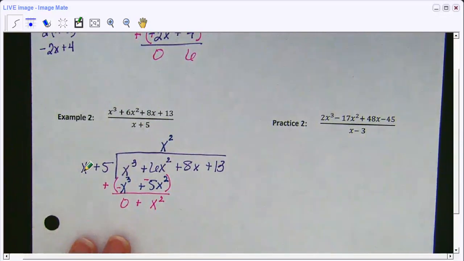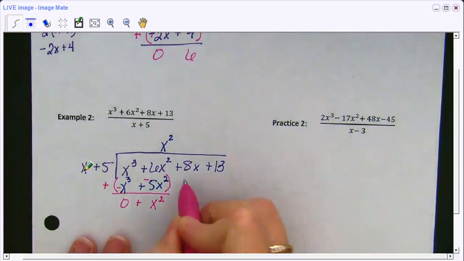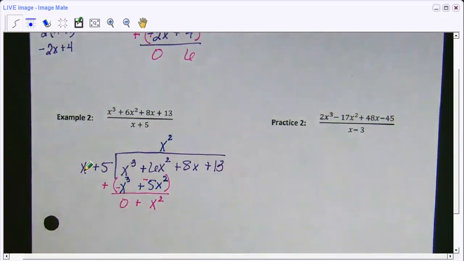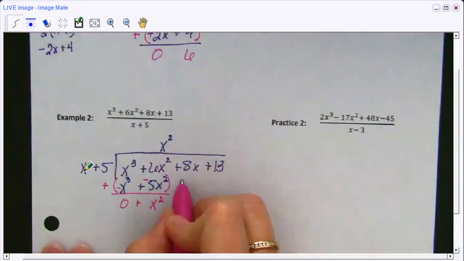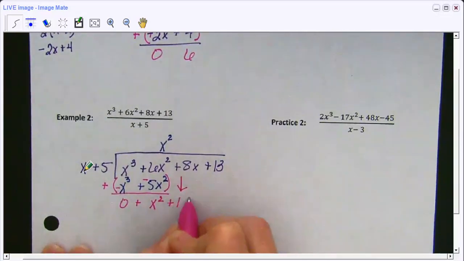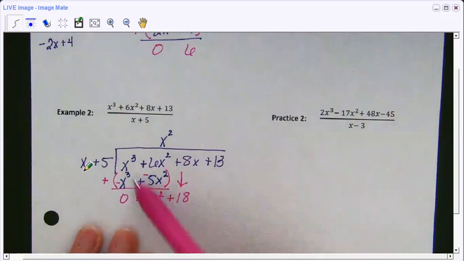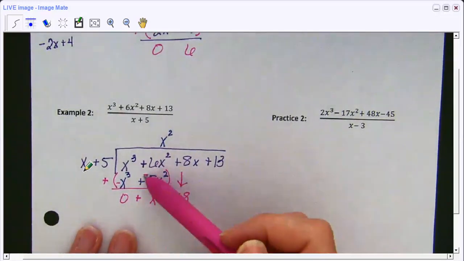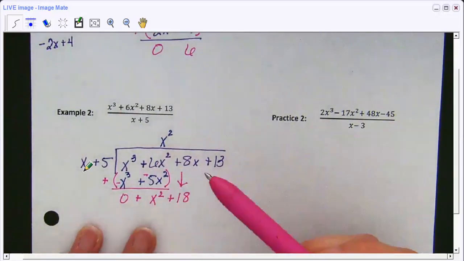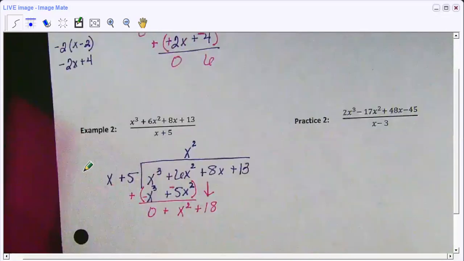Okay, we're starting over with the whole process. We're going to bring down the positive 18. And you really don't need this 0, by the way. Wait, why'd you put 18? Oh, it's an 8, sorry.